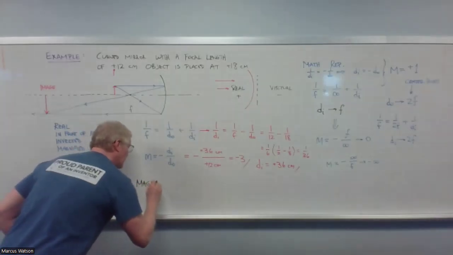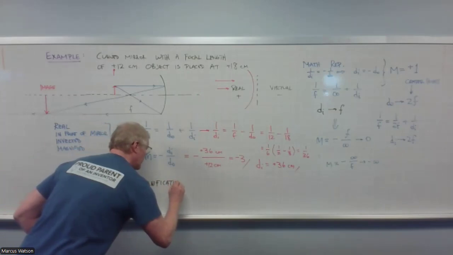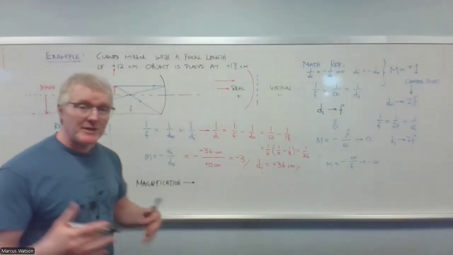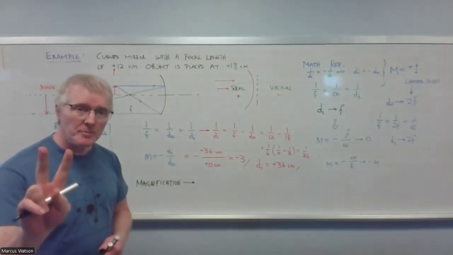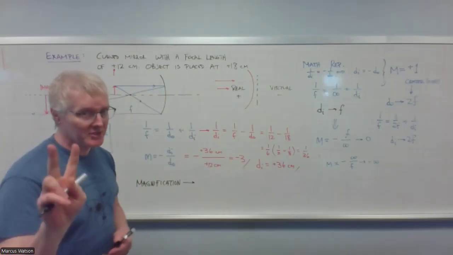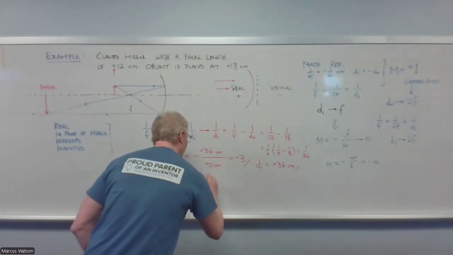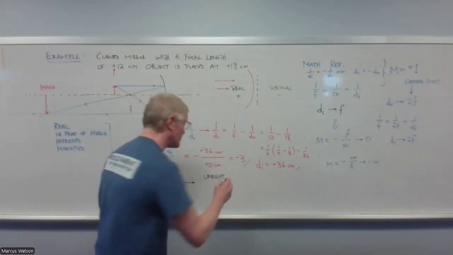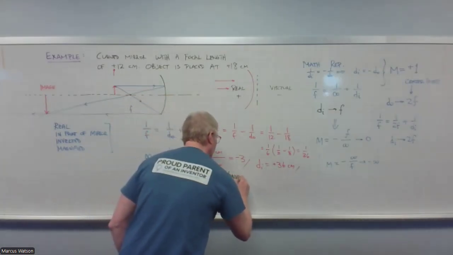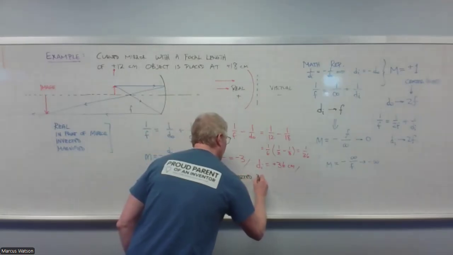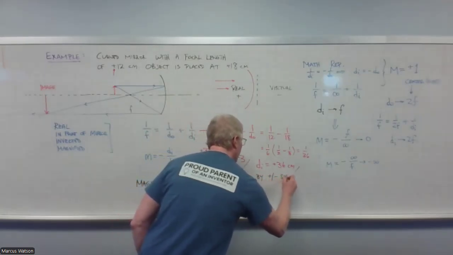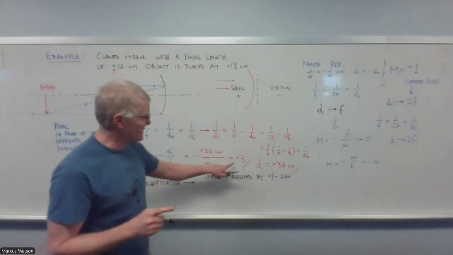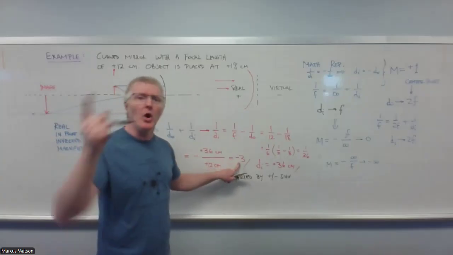Magnification is tricky. Well, it's tricky until it isn't, okay? That just means you've gotten used to it. The magnification gives you two pieces of information, not just one. It tells you, by the algebraic sign, whether it's upright or inverted. So I look at this -3 and I go, oh yeah, it's flipped over.